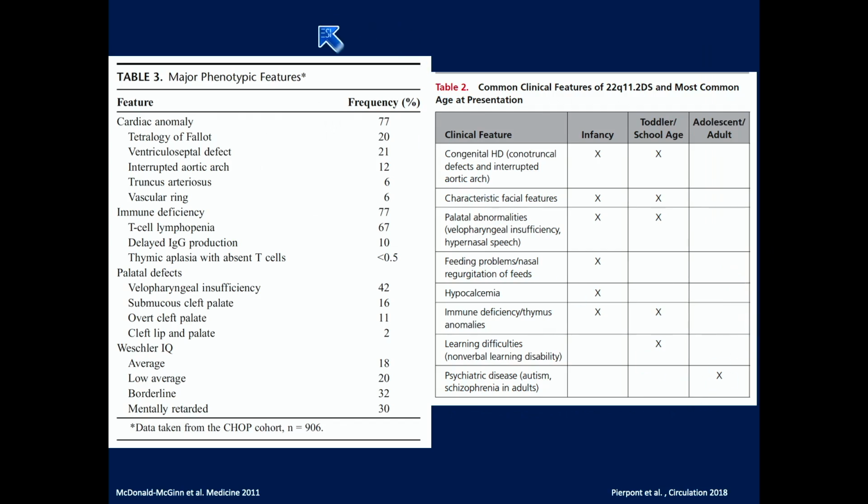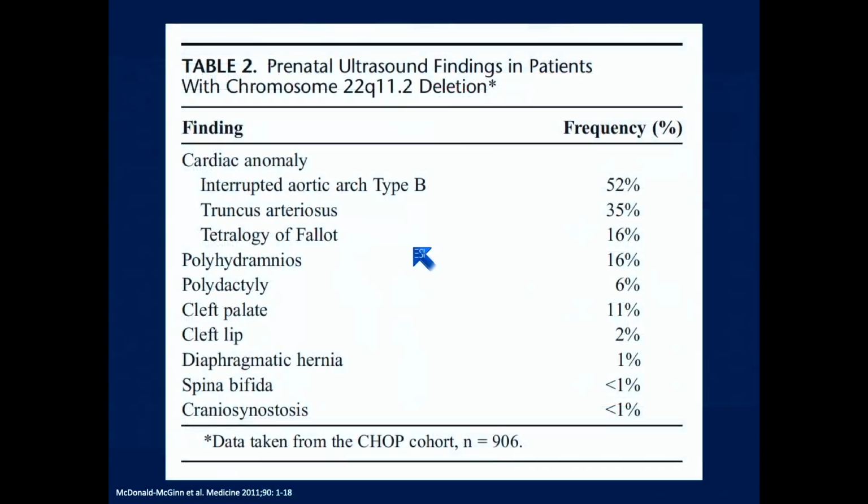So what do we see phenotypically in children? This is from Donna McGinn's study in the CHOP population. There's a lot of this that we can posteriorly extrapolate to look at a fetus, but the prenatal findings are definitely a little bit different.